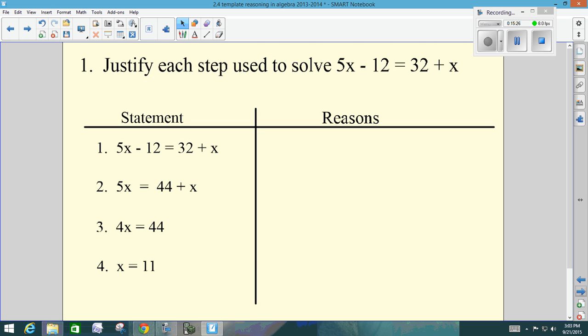And you should see "justify each step used to solve." And yours should have the 4 horizontal lines. Number 1, that's where we're going. Okay. We're starting to get into proofs. I'm going to go back 1 page.